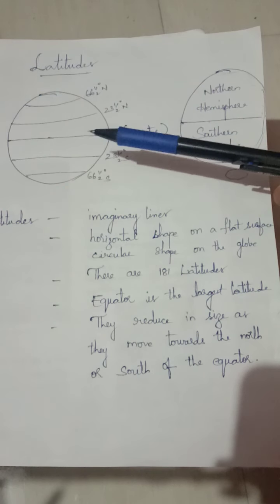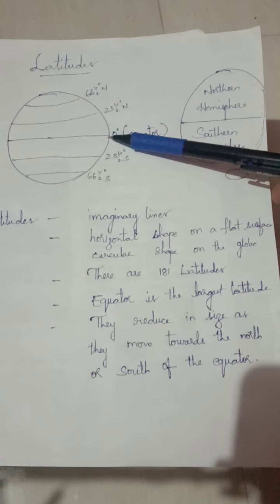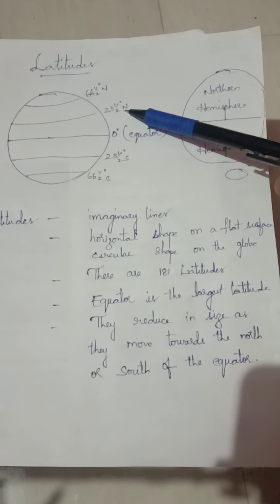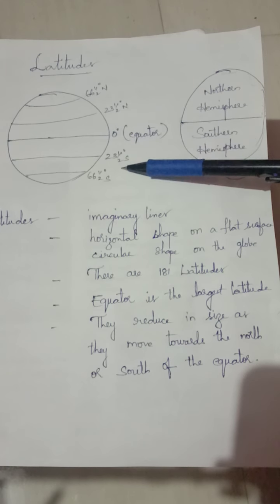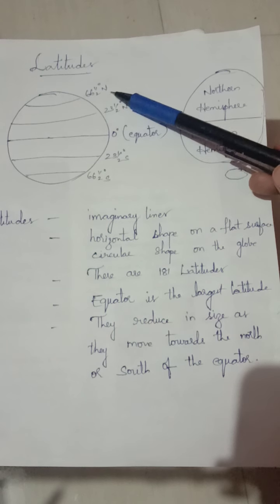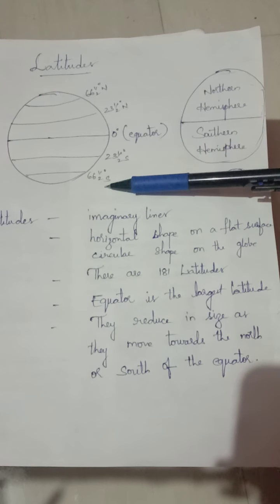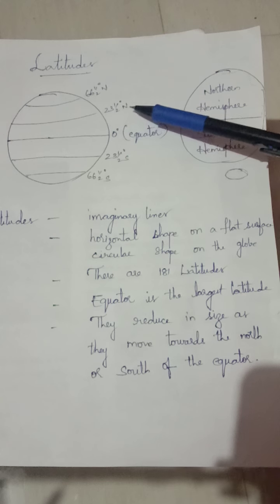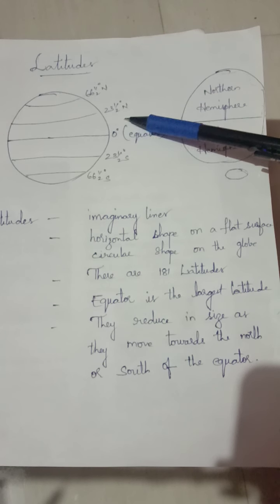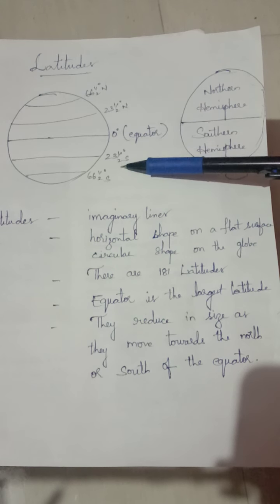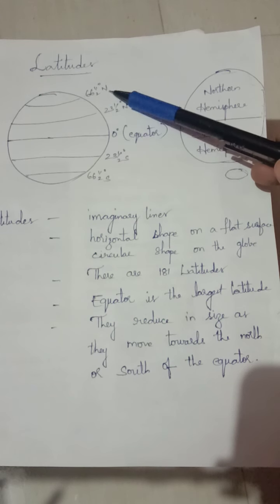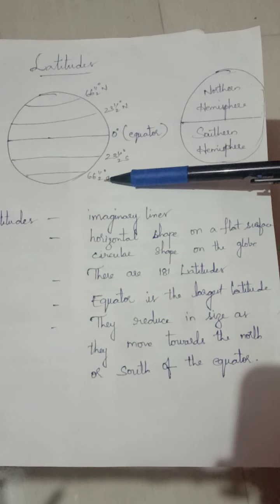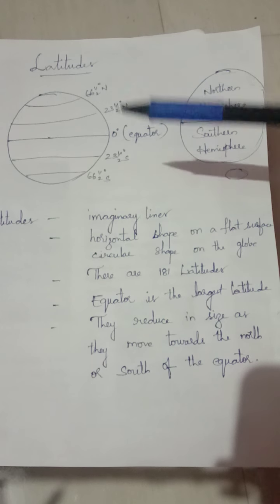Now you have some important lines of latitudes at the north and south. As you can see, 23.5 degrees of north, 23.5 degrees of south, 66.5 degrees of north and 66.5 degrees of south. Here these important latitudes have names. The name of this latitude is Tropic of Cancer, and this is Tropic of Capricorn, Arctic Circle, and this is Antarctic Circle. These important latitudes make climatic zones. About that we'll discuss later.